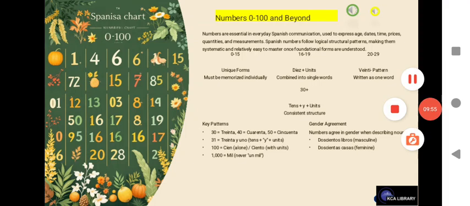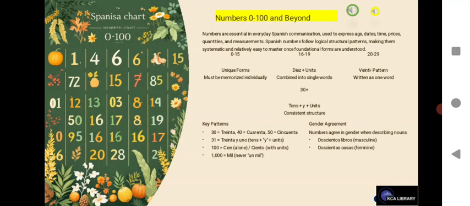16, 17, 18, 19, 20. The 20 pattern, 21 to 29. Numbers 21 to 29 follow the 20 pattern, combining 20 with the unit. 21, 22, 23, 24, 25, 26, 27, 28, 29.